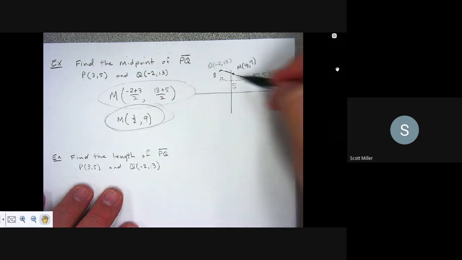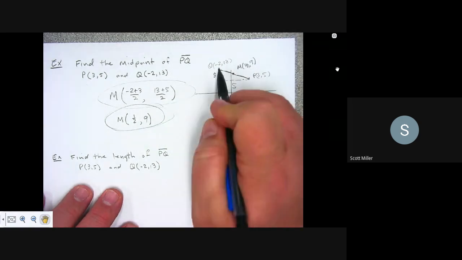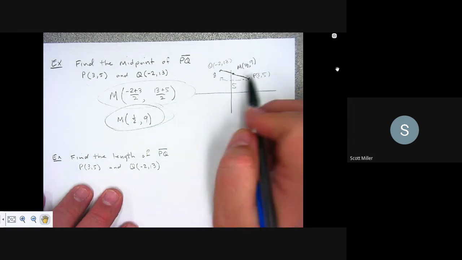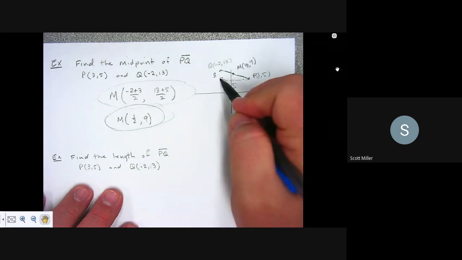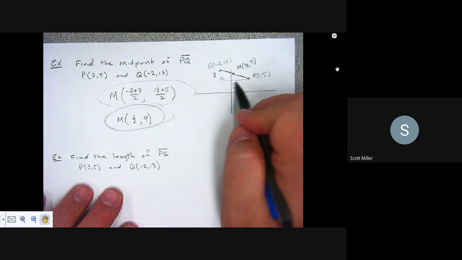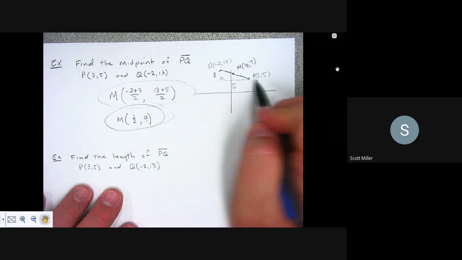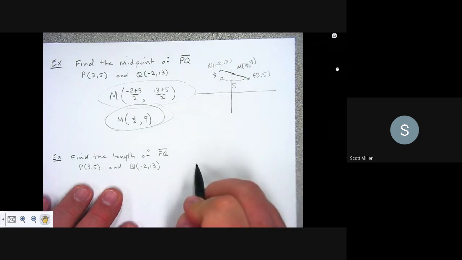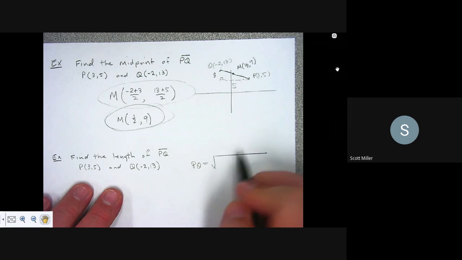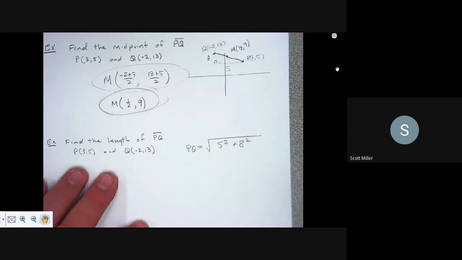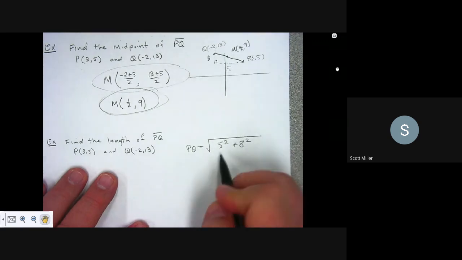So again, see, it's not drawn to scale. I mean, 5 is much longer than the 8 is over here. I don't care. It's just to get these numbers, right? I'm going from 5 to 13, that's an 8. I'm going from -2 to 3, that's a distance of 5. And then Pythagorean theorem over here tells me that PQ is going to be the square root of 5 squared plus 8 squared. See? And then you just clean this up and get a number.